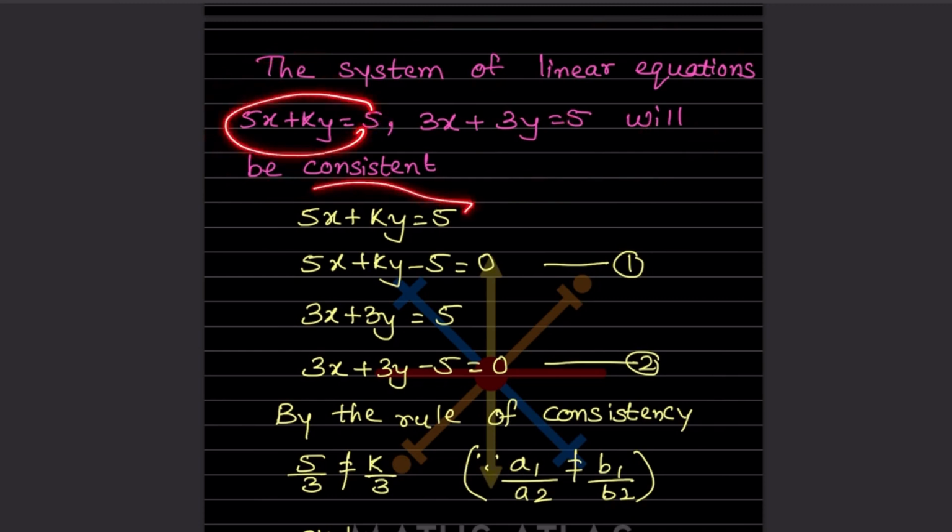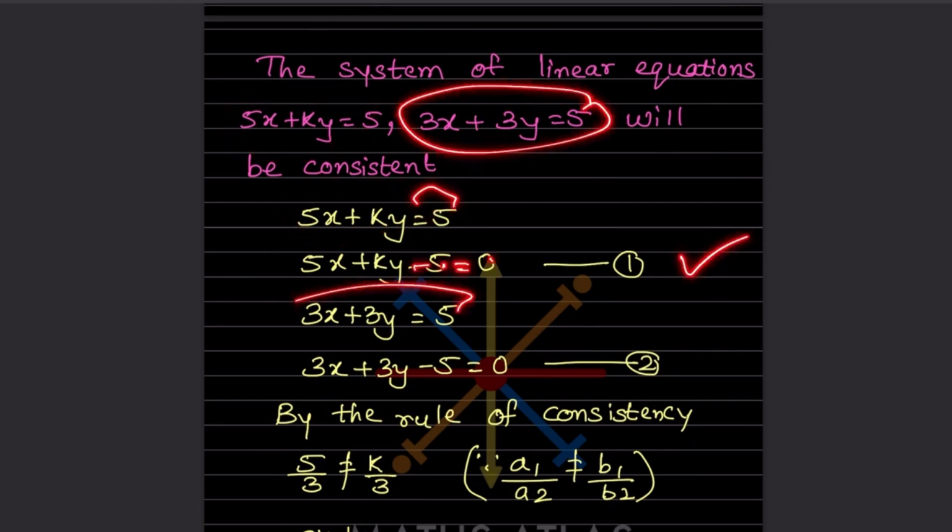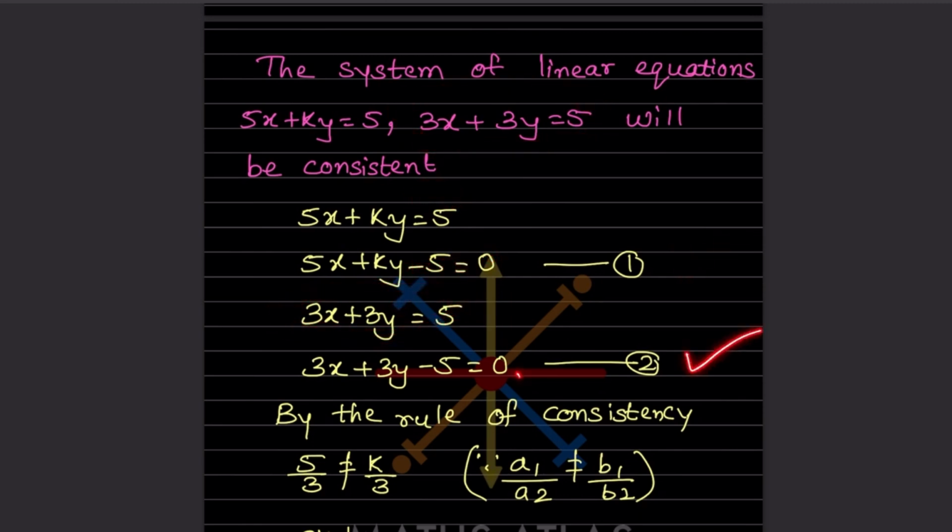So let us write this equation. When you rearrange this, we get minus 5, and that is 0. So this will be equation number 1. Again, we write it over, we arrange this. This is going to be minus 5, that is 0. This is equation number 2.